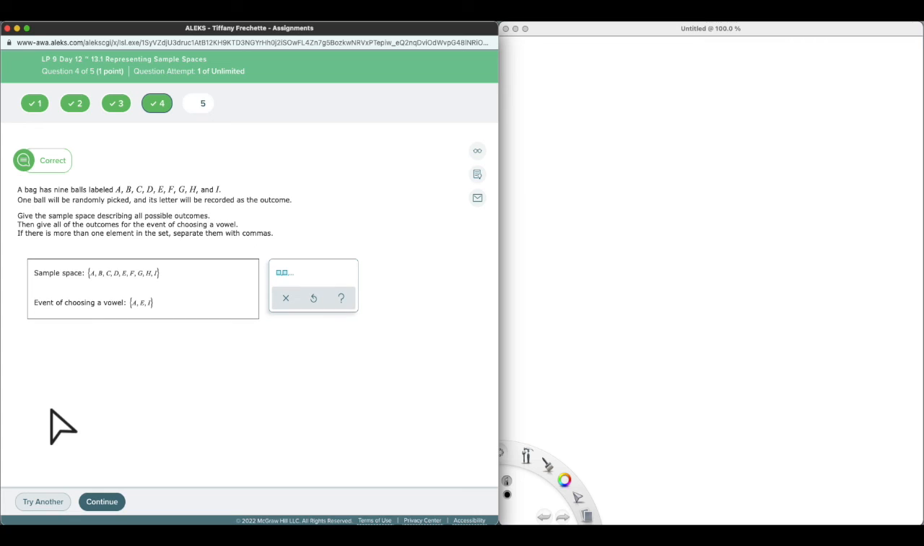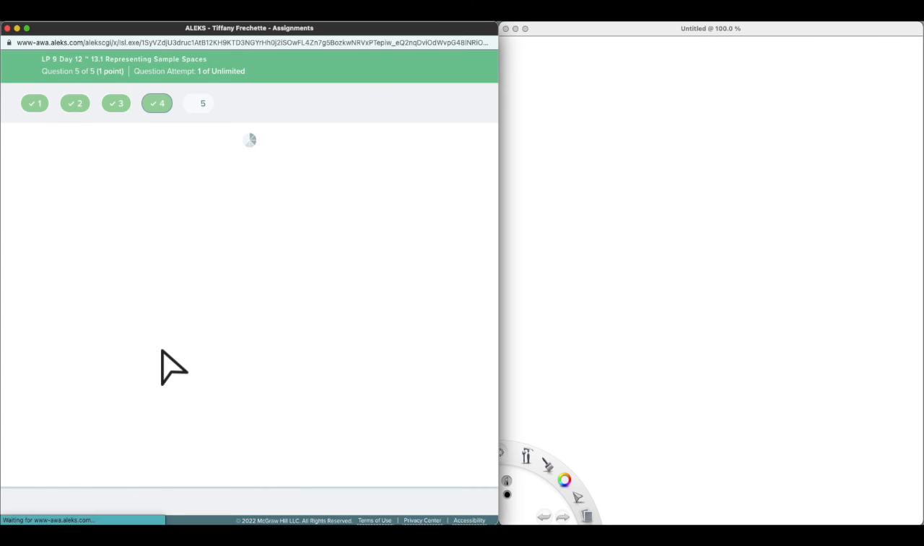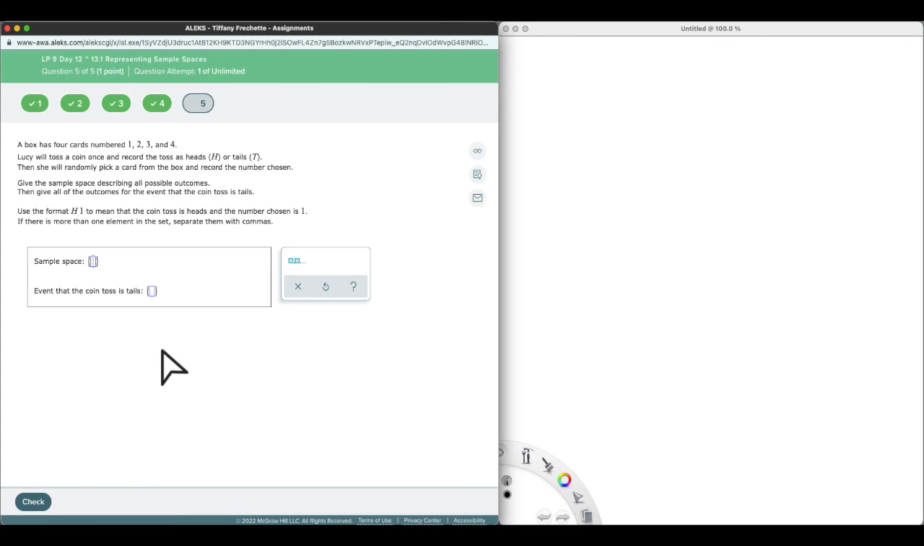All right, and I think we're going to actually do a calculation for the next guy. So it says a box has 4 cards numbered 1, 2, 3, 4. Lucy will toss a coin once and record that toss as heads or tails. Then she will randomly pick a card from the box and record the number chosen. Give the sample space describing all possible outcomes. Then give all the outcomes for the event that the coin toss is tails.